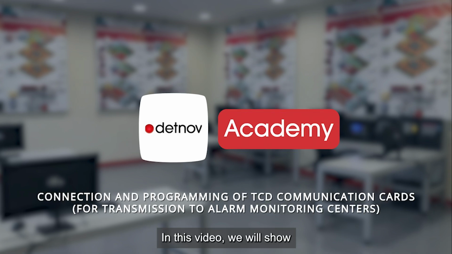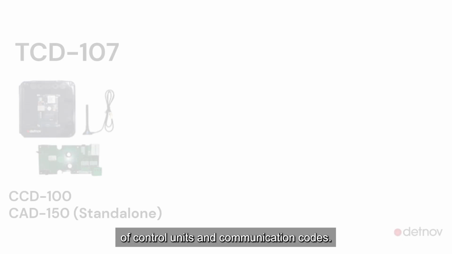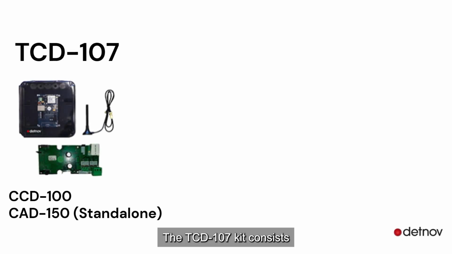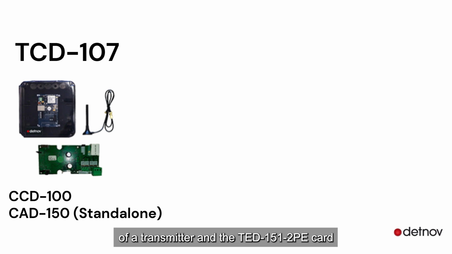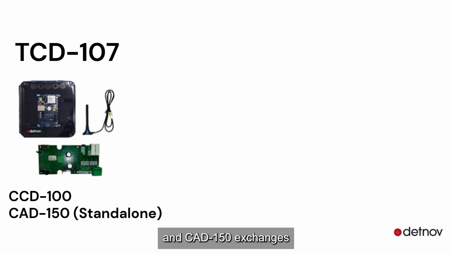In this video we will show you how to connect and program the transmitter to the different models of control units and communication cards. The TCD 107 kit consists of a transmitter and the TED 151-2 PE card. It is intended for conventional exchanges and CAT 150 exchanges that do not require connection to a network.